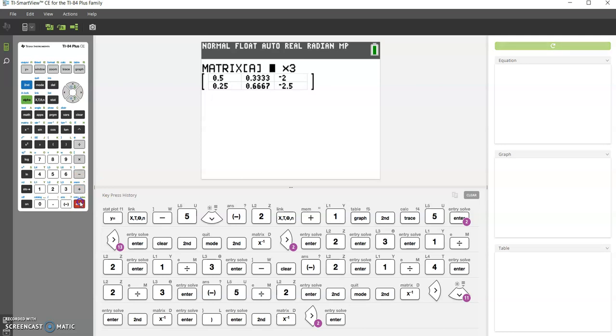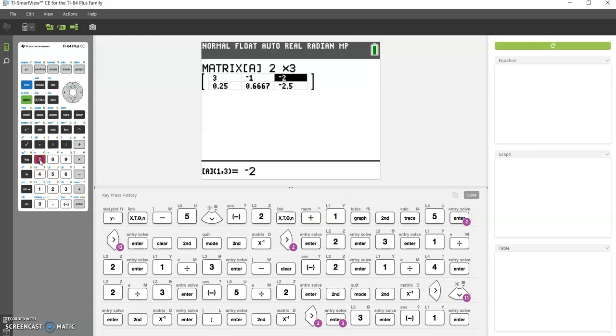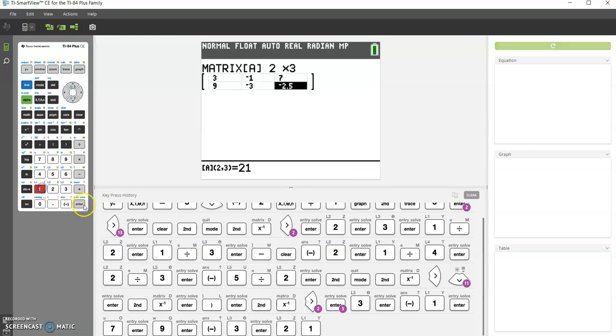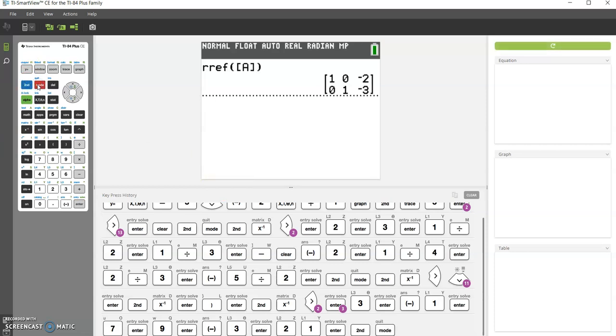This one is also a 2 by 3, so I can just enter, and I can just type over these values. So I have 3, enter, negative 1, 7, then it was 9, negative 3, and 21. Again, always pause the video if you need to catch up, okay? So now from here I'm going to hit second mode. Now, really what needs to happen is I want to RREF that matrix that I just did.